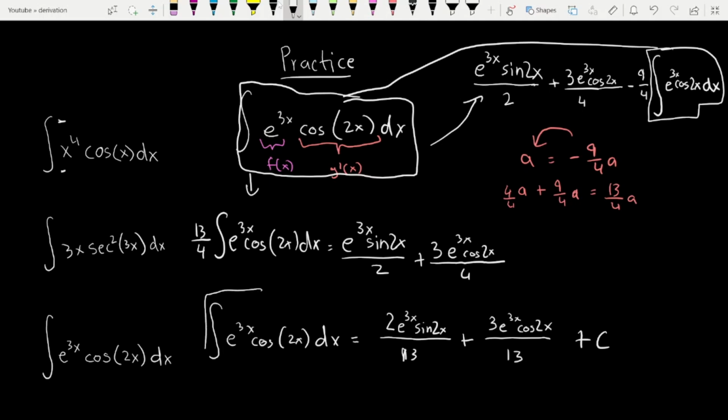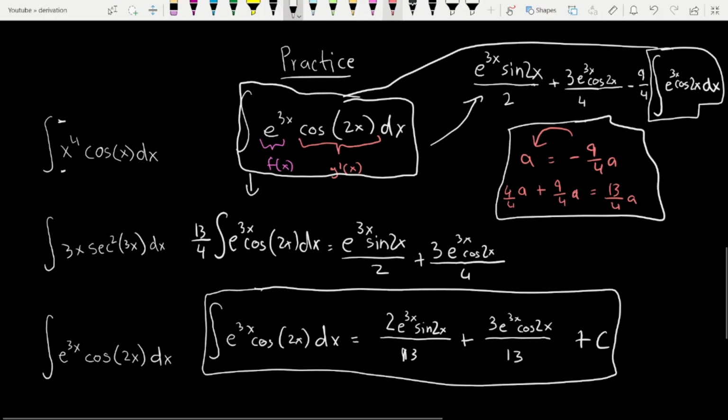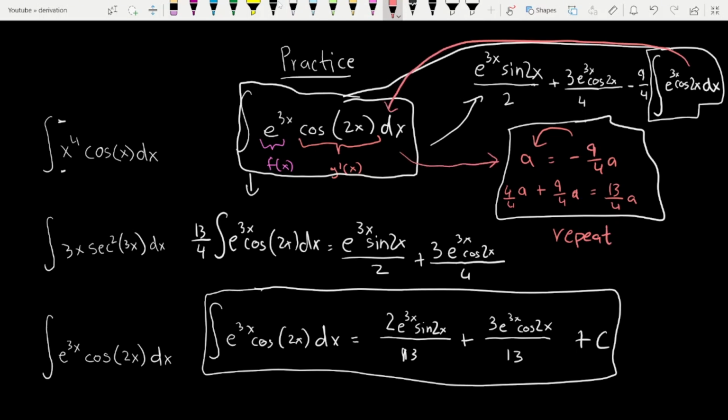So this right here is going to be your final answer, and this a thing that I did over here is exactly what you do when you're doing by parts and you start to get the same thing that you started off with. Then you basically go ahead and apply this a thing that I just did over here.